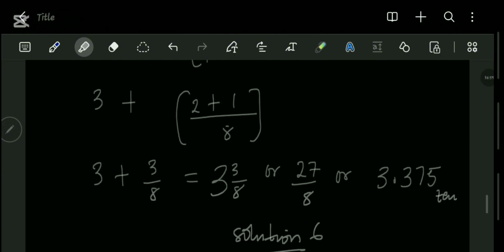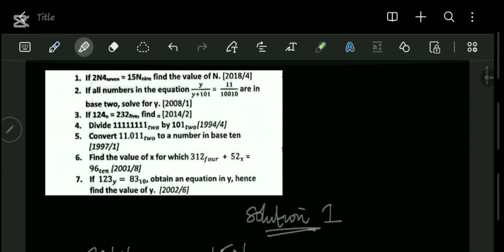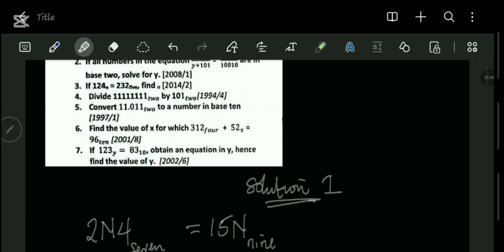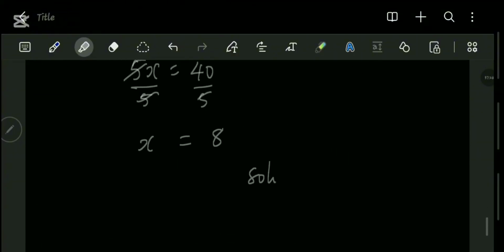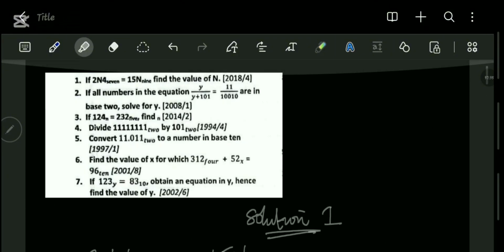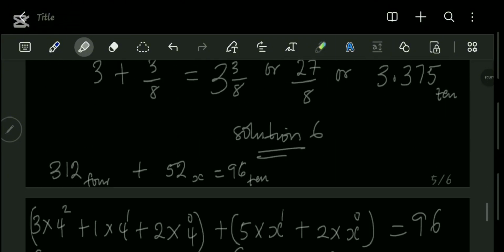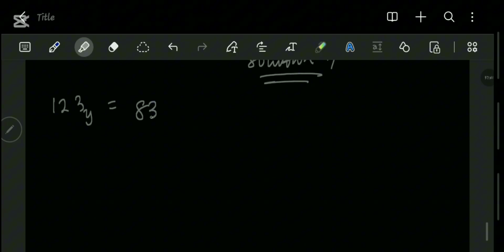And for the final question for today, we are asked that if 1, 2, 3 in base y is equal to 83 in base 10, obtain an equation in y. Hence, find the value of y. It is very much simple. 1, 2, 3 in base y. Solution to question 7. 1, 2, 3 in base y is equal to 83 in base 10.